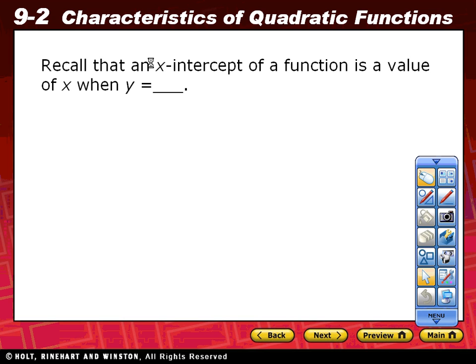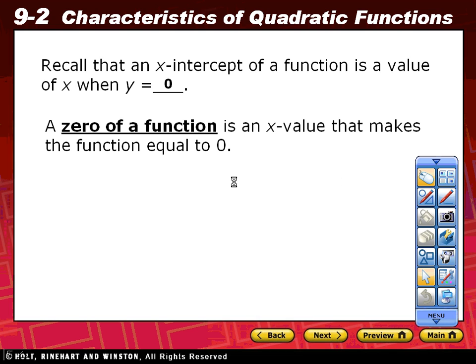All right, we are in section 9.2, characteristics of quadratic functions. Now remember when we graphed earlier in the book that when we talked about an x-intercept, that's the value of x when y is equal to 0. So a 0 of a function, when we're talking about quadratics, is an x value that makes the function equal to 0. Get this in your notes. A 0 of a function is the value of x that would make the function equal to 0. In other words, the y value would be 0 for that value of x.